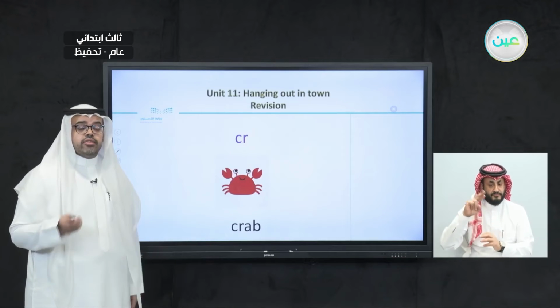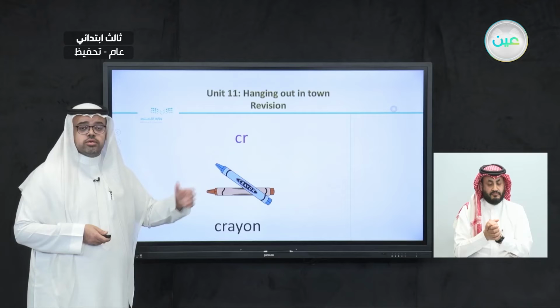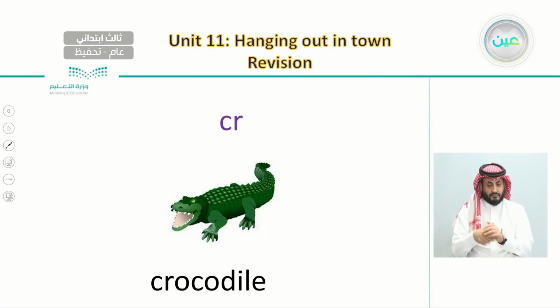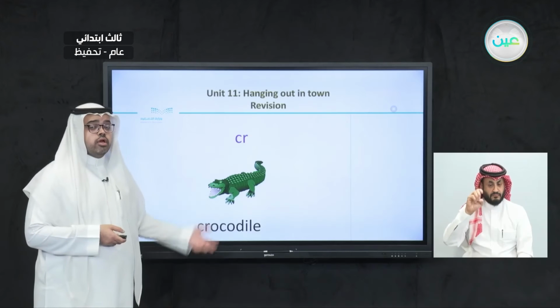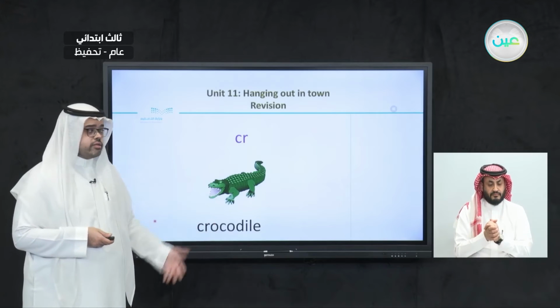Crab. And the second word with this blend is crayon. Crayon. Say after me, crayon. Also, crayon is usually used when we want to paint. And also the third one, which is an animal, is pronounced crocodile. Crocodile. Say after me, crocodile. Crocodile is also an animal which lives in the sea, and sometimes it walks on land.